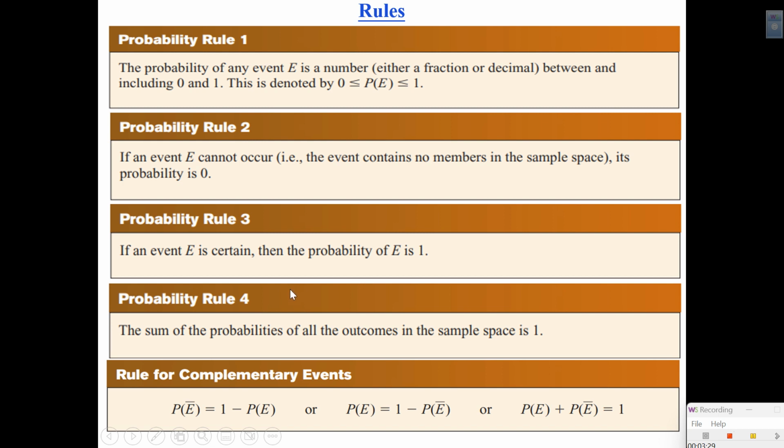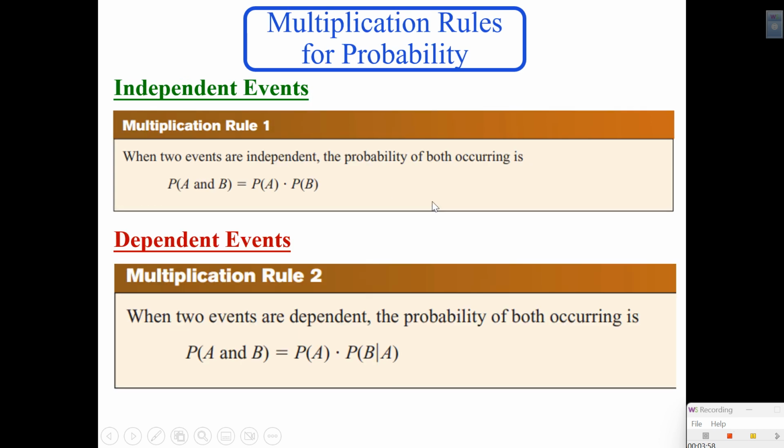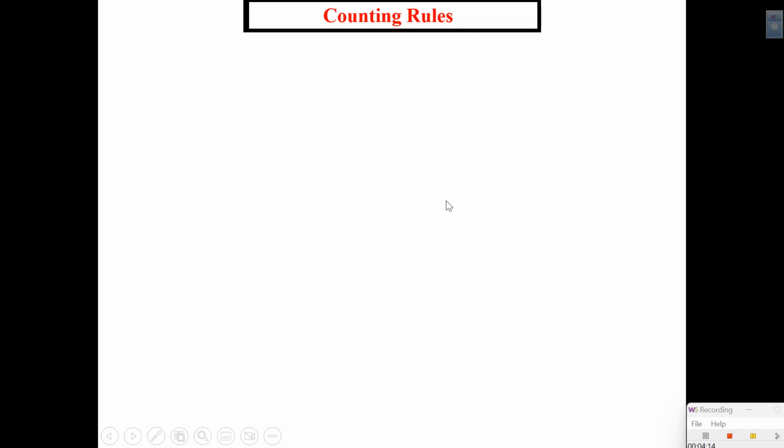All right? From there, we went to what? Exclusive and not exclusive. So we did addition rules. From there we went to multiplication rules. Remember these? Yes? Then from there we went to conditional rules. Oh yeah. From there we went to counting rules.